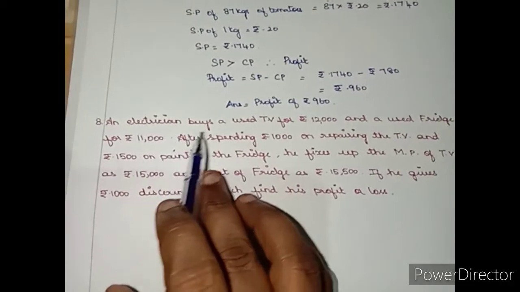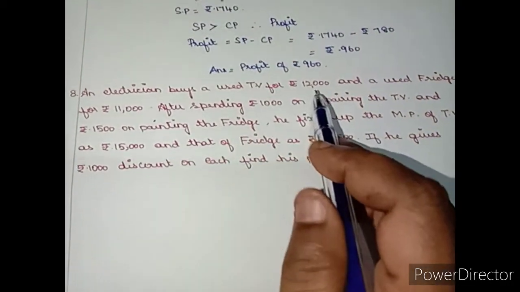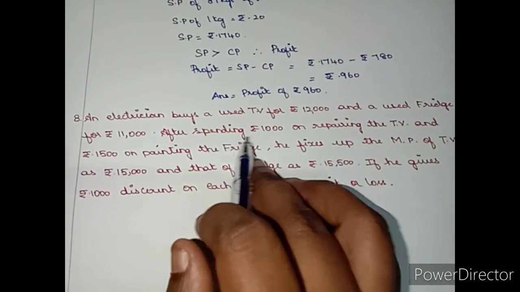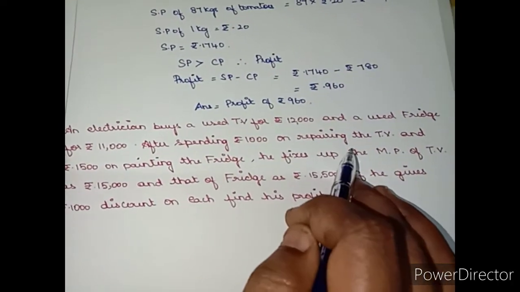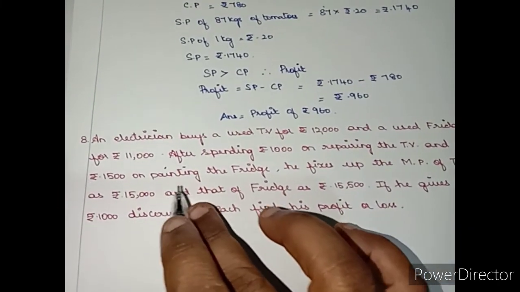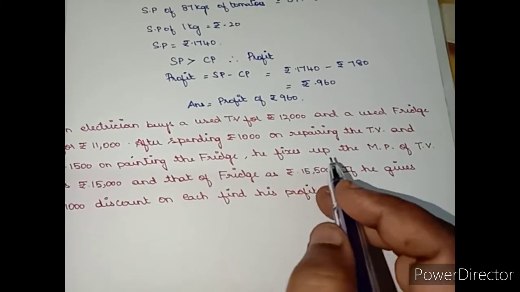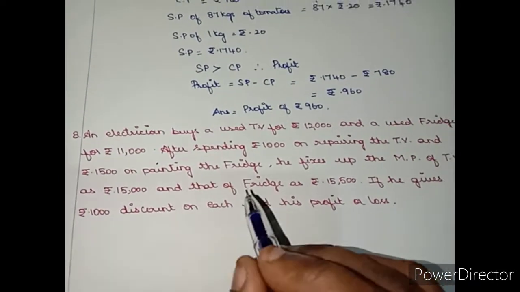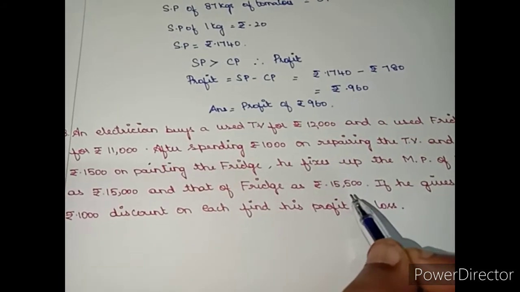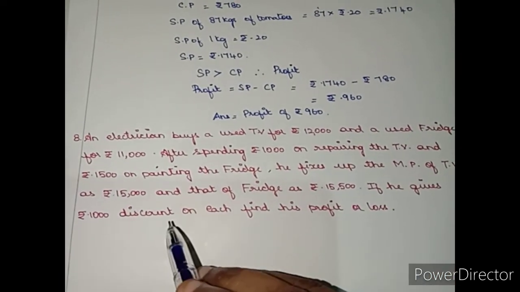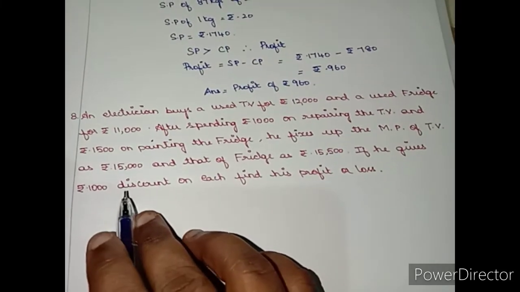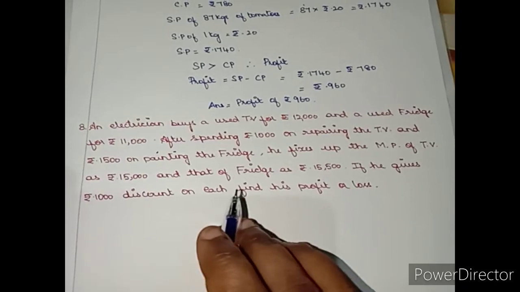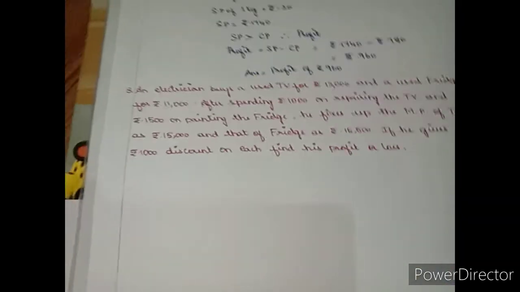An electrician buys a used TV for rupees 12,000 and a used fridge for 11,000. After spending rupees 1,000 on repairing the TV and rupees 1,500 on painting the fridge, he fixes up the MP of TV as rupees 15,000 and that of fridge as rupees 15,500. If he gives rupees 1,000 discount on each, find his profit or loss.